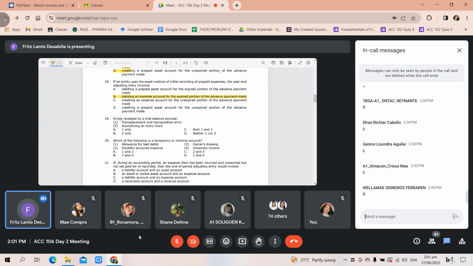So, errors revealed by a trial balance exclude which one? Journalizing the entries twice. So number 2 is wrong, because the trial balance is still balanced, you just doubled the entry. So you cannot detect it in the trial balance. Number 1 you can detect.